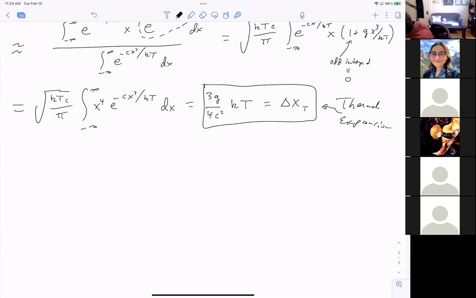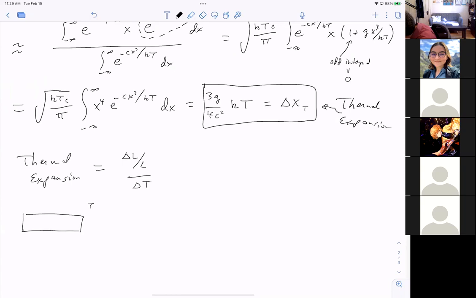So thermal expansion is, if I have a material, the change in the material's length divided by the length, divided by delta T. So you basically take the material at T naught, this is L, and then at some other temperature, T naught plus delta T, it's L plus delta L. And so from that definition, the thermal expansion alpha is equal to this ratio.